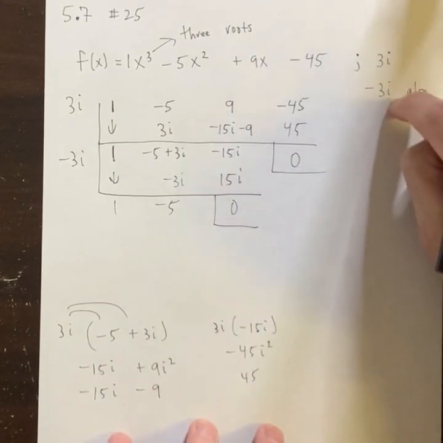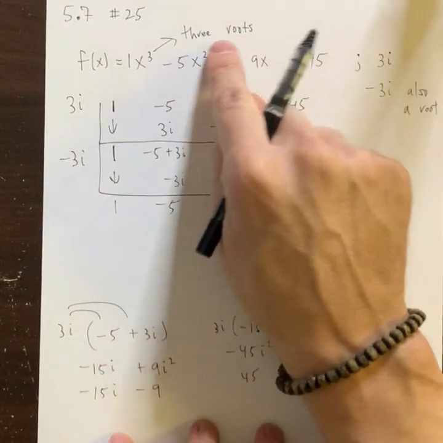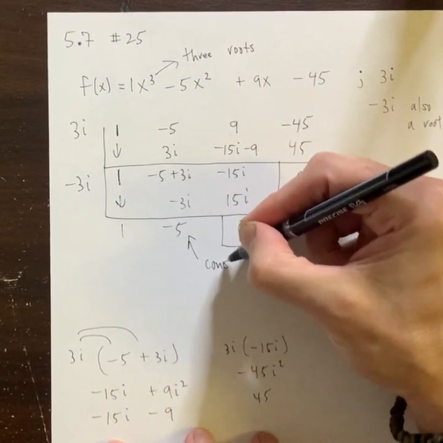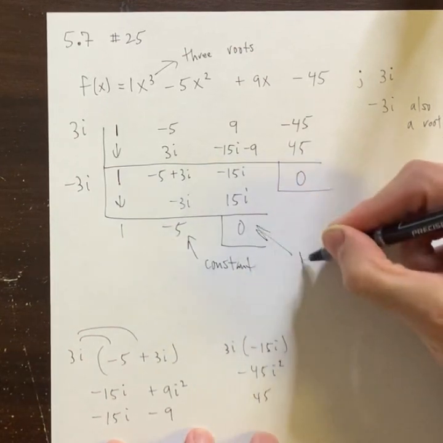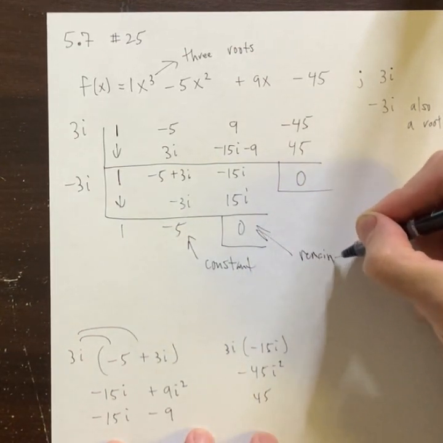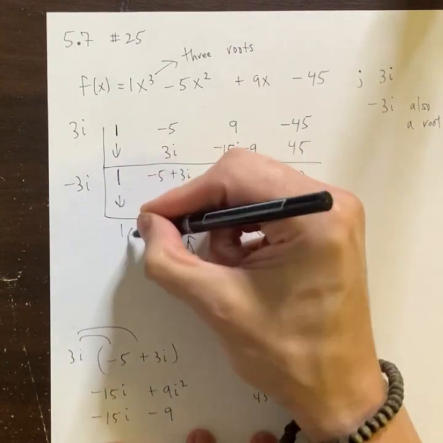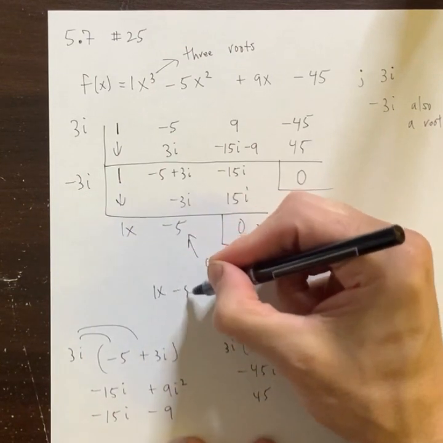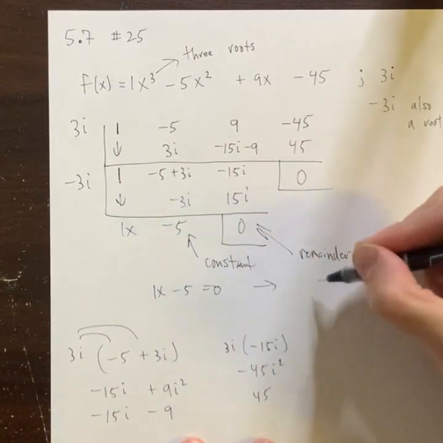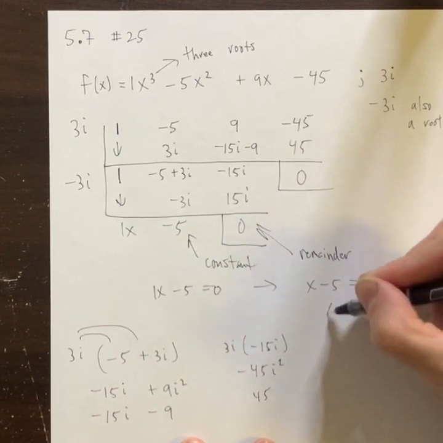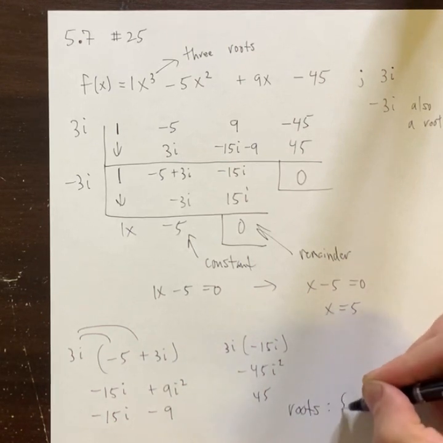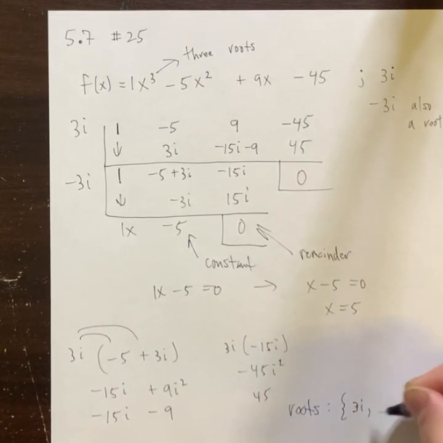So we have 2 of the roots. We just have to find one more because there are 3 roots. To find the last one, you can build your equation. Recall that this 0 is the remainder, this is your constant, and this is x. So the equation that comes to life here would be 1x minus 5 equals 0, or simply put, x minus 5 equals 0, and so the other root would be 5. And so all of your roots together would be 3i, negative 3i, and 5.